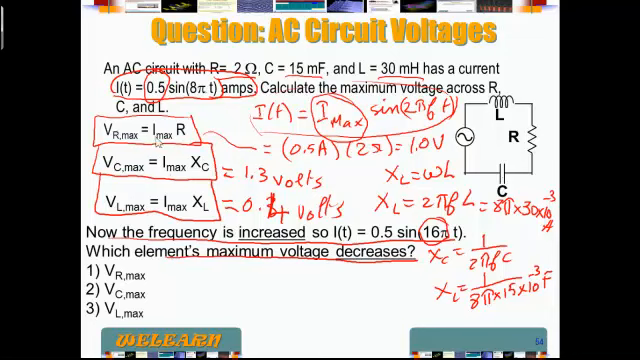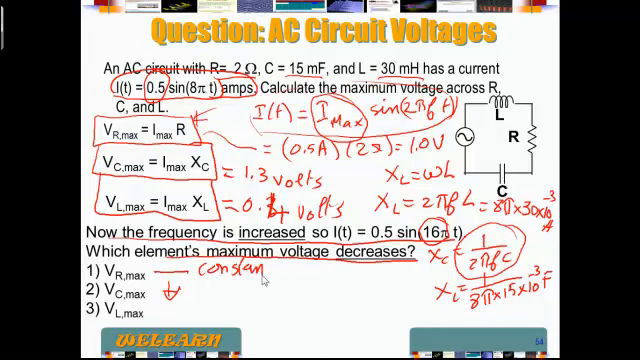VR max is I max times R. It does not depend on the frequency. VC max depends on the frequency, and the frequency is in the denominator, in XC. So if f increases, since f is in the denominator, VC max decreases. VR max stays constant.